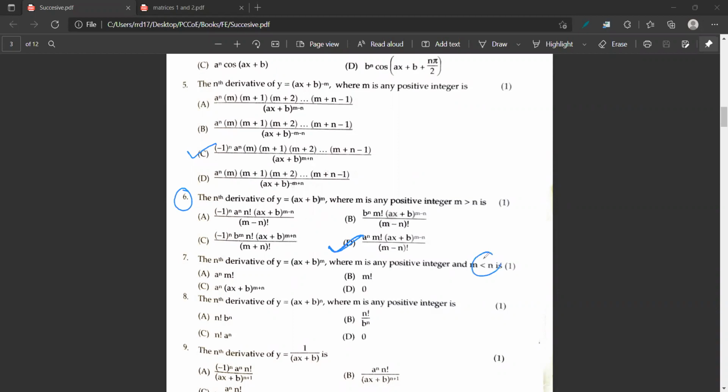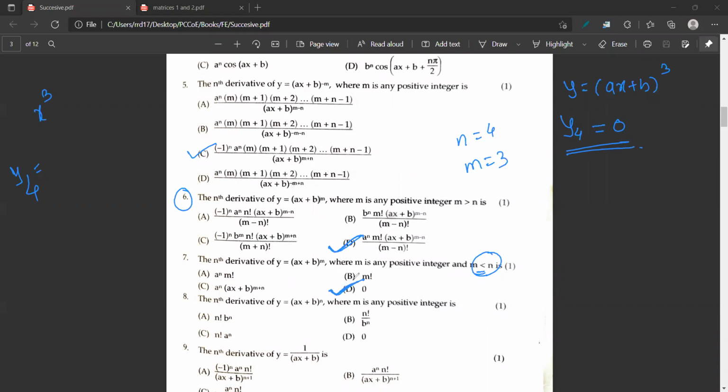Now here in this case, see, m is less than n. So what is the derivative? It is 0. Like the fourth derivative of x cube. You need to look at where it is 0, where it is positive and where it is negative. Are you getting my point? If you are confused with these conditions, take a particular value. Like take y is equal to ax plus b raised to 3 and find y4. Here n is equal to 4 and m is equal to 3. So what will be y4 of this? 0. So the answer will be 0.